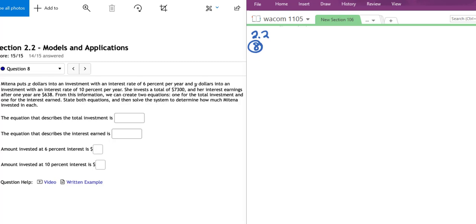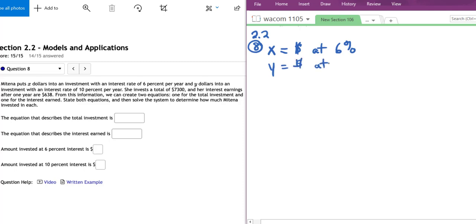All right, so this is going to be a system of equations problem. And so we'll just start by determining our variables. We'll call them X and Y. We'll let X be the amount of money that she invested at 6%, and Y be the amount of money at 10%.